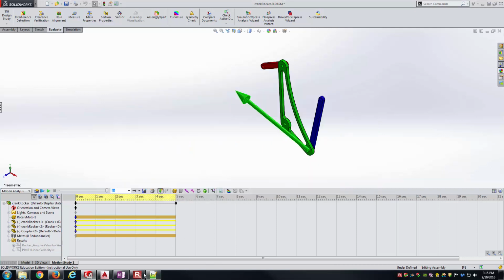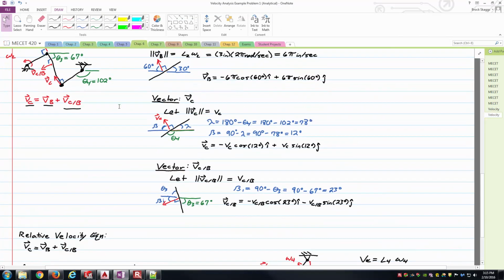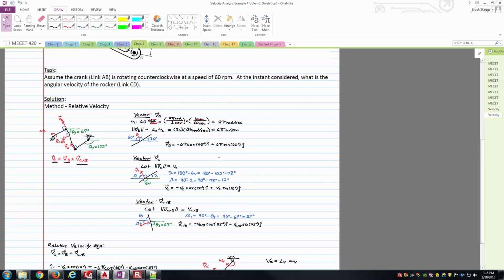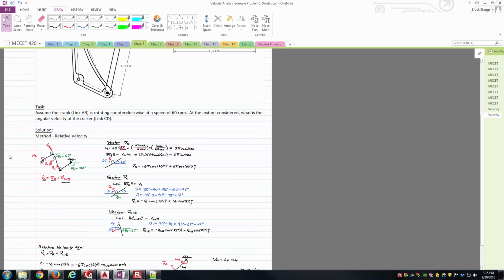Our analytical result is probably a little bit off, partially due to the fact that the angles I got from my position analysis, 67 degrees and 102 degrees, I just rounded to the nearest degree. And so this has been a successful trip. We were basically able to figure out the angular velocity of the rocker for the mechanism itself. Basically we walked through a relative velocity style solution, did it mainly analytically in order to come up with that value. And so hopefully this helps you with your velocity calculations. Thank you for watching the video.